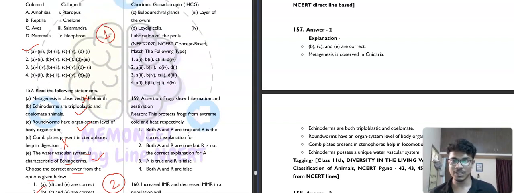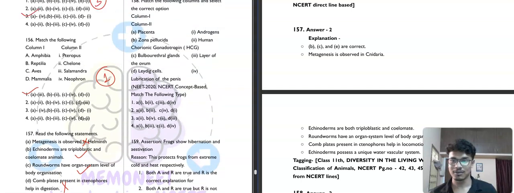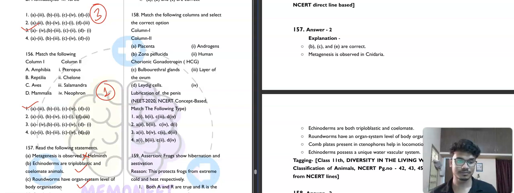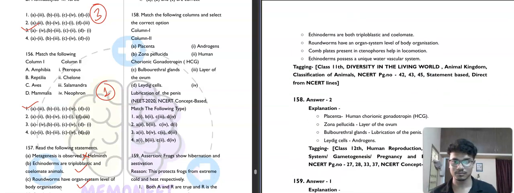Okay. Then question number 158. The first column is given. The placenta releases human chorionic gonadotropin hormone during pregnancy. Then zona pellucida is a layer of the ovum. Then bulbourethral glands are present in males, and their function is lubrication of the penis during coitus. Then Leydig cells produce androgens. So the correct answer is the second option.